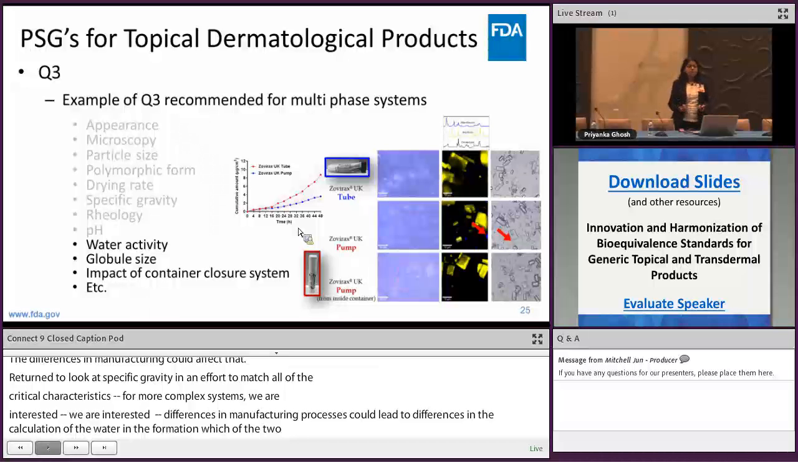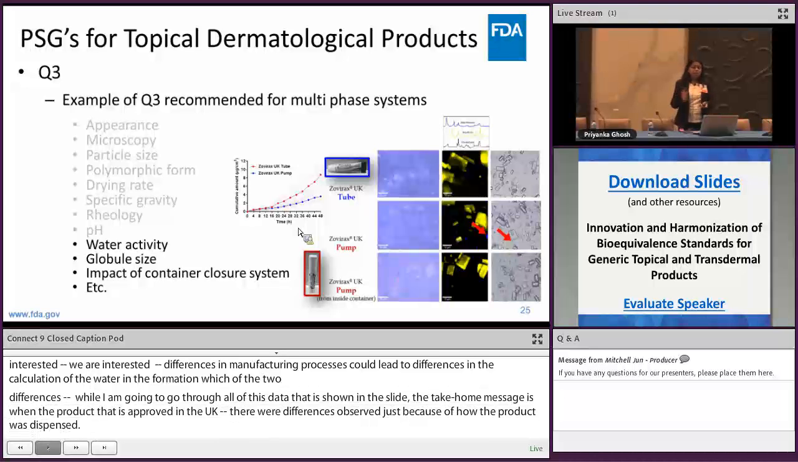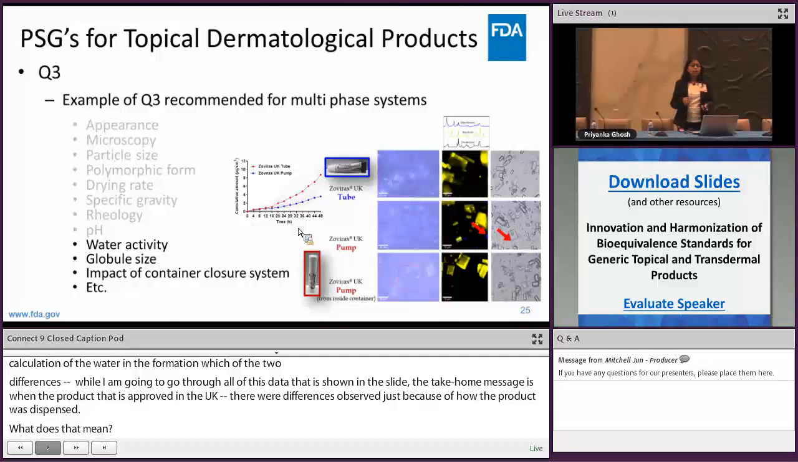What does that mean for us? That means when a product is being designed to be packaged in two different container closure systems, you may need to evaluate the dispensed products from both the container closure systems and ensure that bioavailability is not impacted due to the dispensing mechanism.